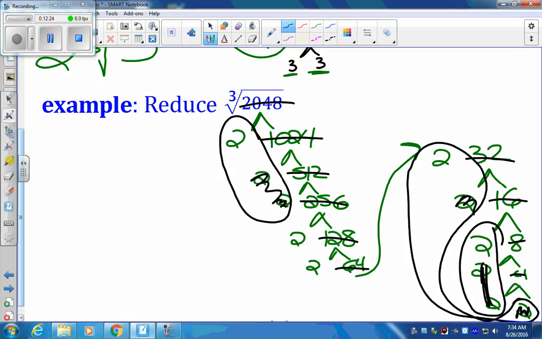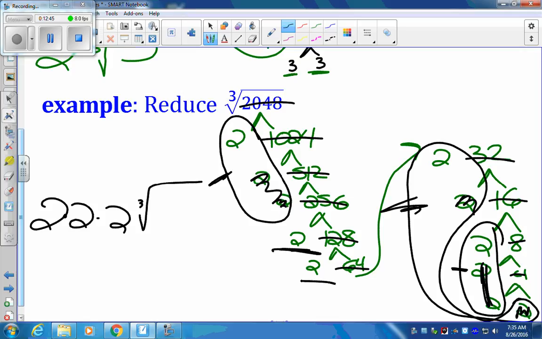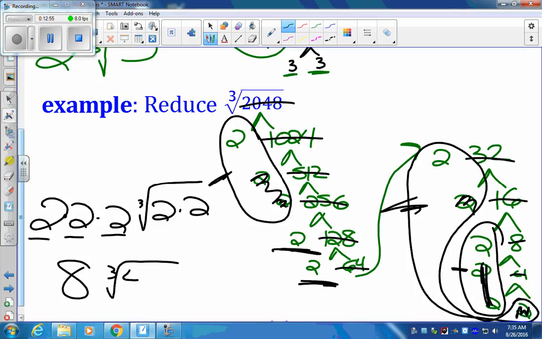So I had 1, 2, 3, 4, 5, 6, 7, 8, 9, 10, 11 2s to start with, so I should be able to get 3 groups of 3 out of them. Good. So I've got 3 2s to the outside, 2 times 2 times 2, and cube root. And I have 2 2s left to stay underneath. So I multiply: 2 times 2 times 2 is 8, and 2 times 2 is 4. So that is my final answer: 8 cube root of 4.